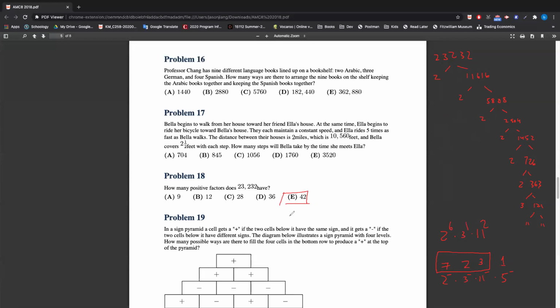No, not 42. Is it 42? Yeah, that's right. Unless I messed up somewhere. No, I didn't. Okay, we're good. Any questions? Okay.